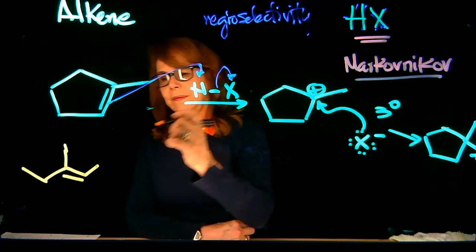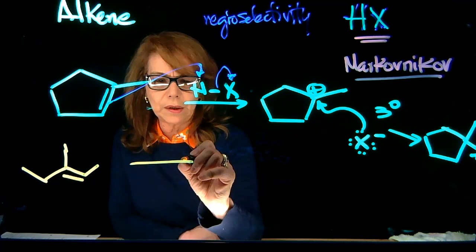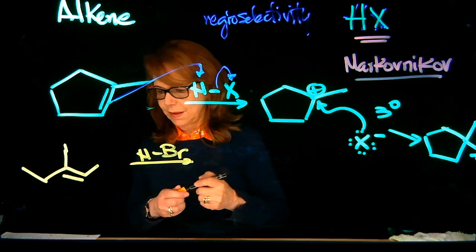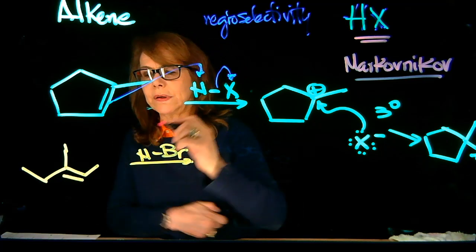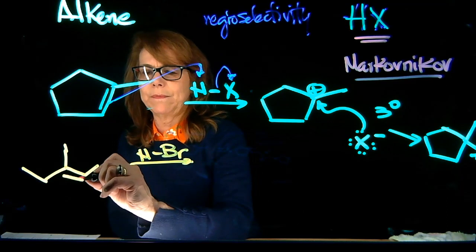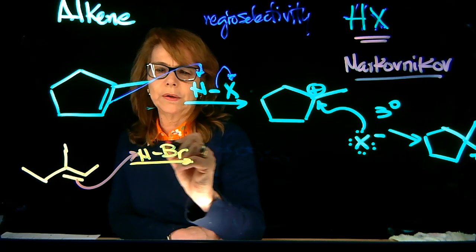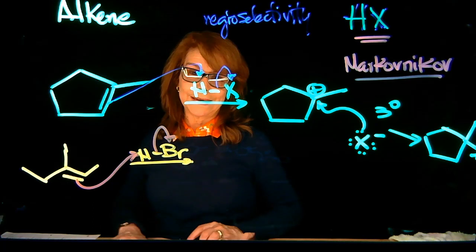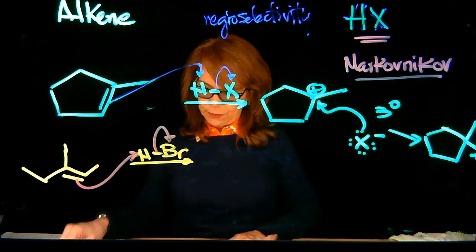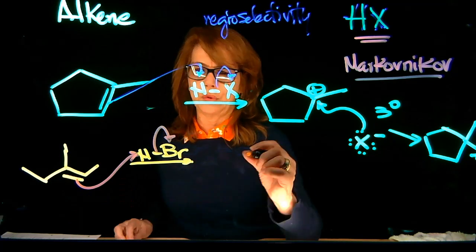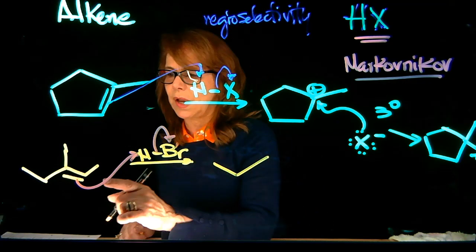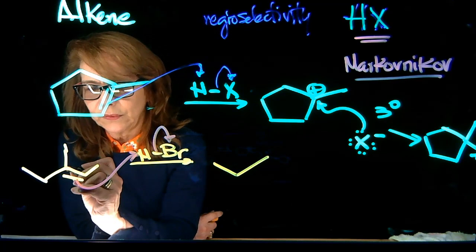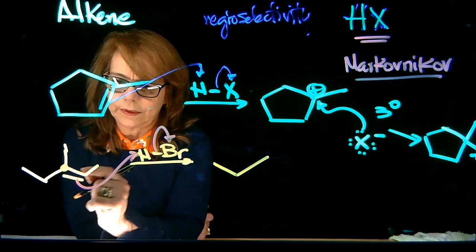Now, let's see what happens. Say that I'm doing hydrobromic acid with that. So again, our first step is a proton transfer. So pi electrons are going to be acting as the base. And what we are forming is the more stable carbocation. In other words, notice that the substitution at the two vinylic carbons is different.